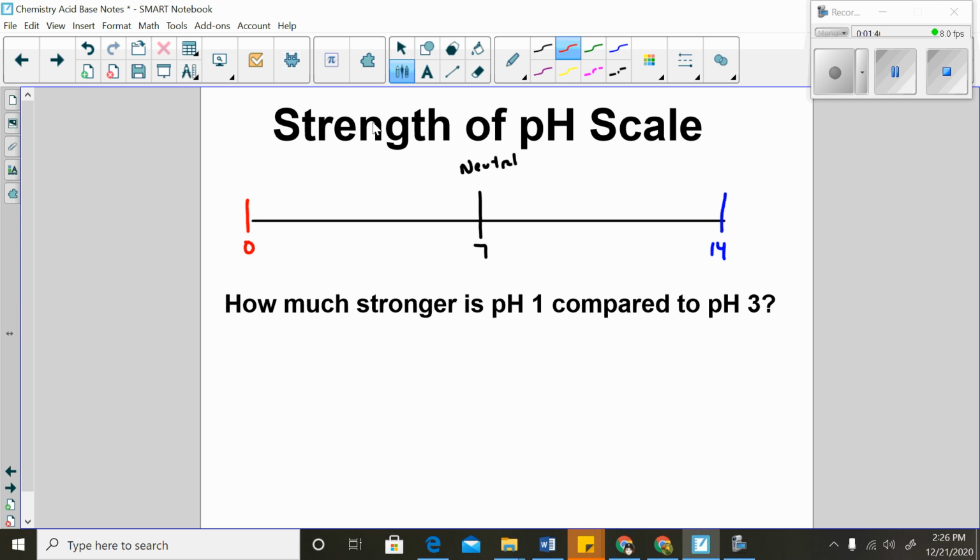Anything below 7 is considered an acid. And I use the red because acids turn pH paper red. And anything above pH 7 is considered a base. Okay, and bases will turn pH paper blue. So over here you have the numbers 1, 2, 3, 4, 5, 6, and then 7. And then over here you have 8, 9, 10, 11, 12, 13. So obviously I'm not drawing this to scale, but those are your numbers, right?